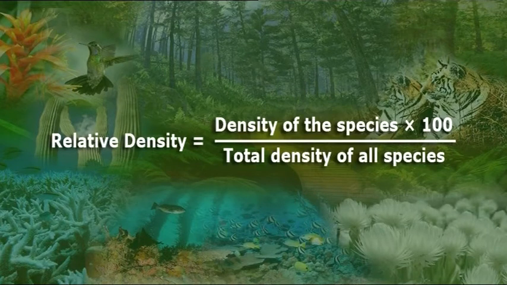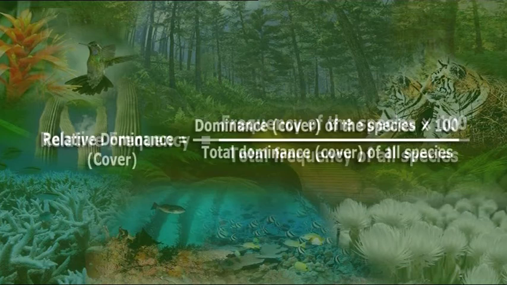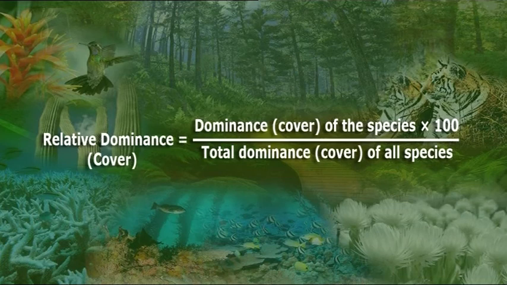all the species. Relative frequency, that is frequency of the species multiplied by 100 divided by the total frequency of all the species. Relative dominance or cover, that is equal to dominance or cover of the species multiplied by 100 divided by total dominance or cover of all the species.